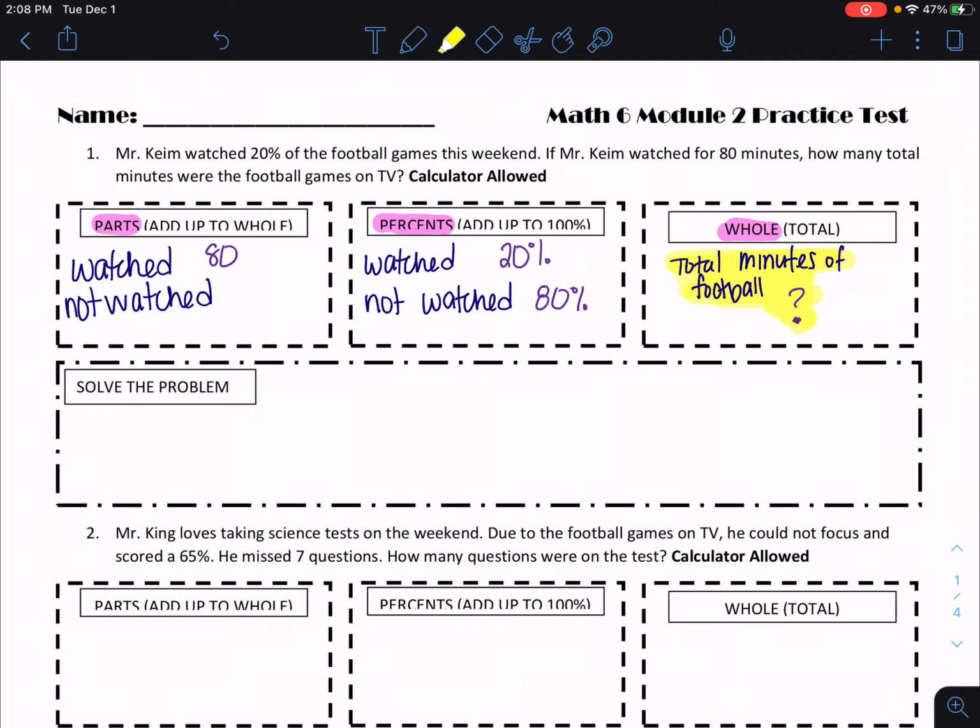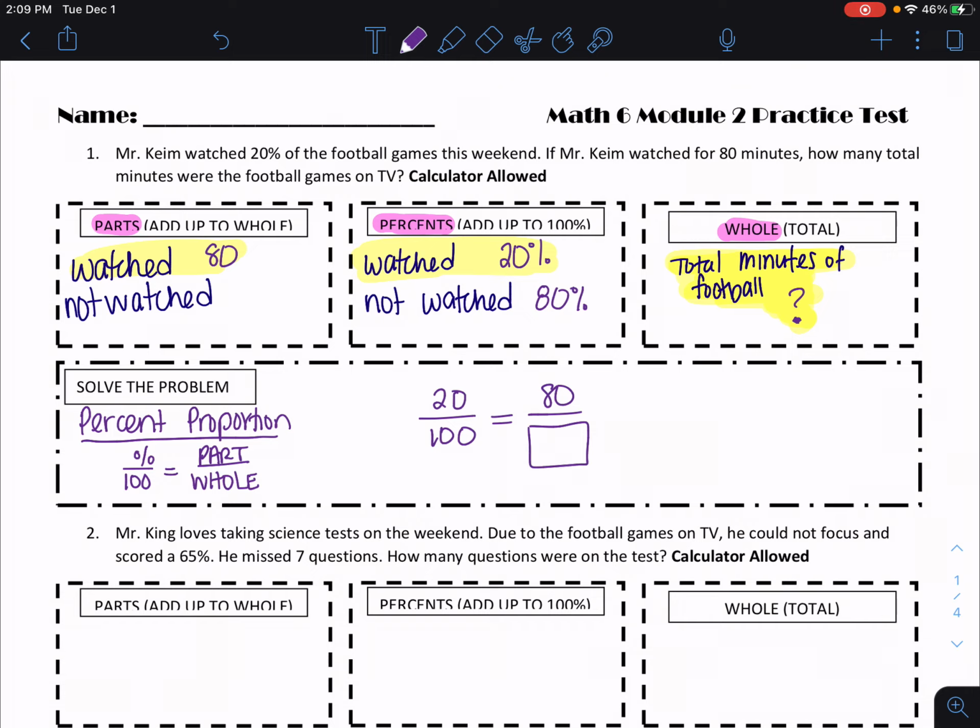So I'm going to look at what information I have available to me. I know that I watched 80 minutes and that that's 20% of what was on TV. I have both of those numbers, so I can use them to find the whole. To find the whole, I'm going to do the percent proportion. And if you're making a note card, this is going to be good information for that. So I'm going to have percent over 100 equals part over whole. So my percent is 20 over 100 is equal to, my part is 80, and I don't know the whole. To get from 20 to 80, I multiply by 4. So I'm going to multiply the bottom by 4, and I get 400. That is 400 minutes.